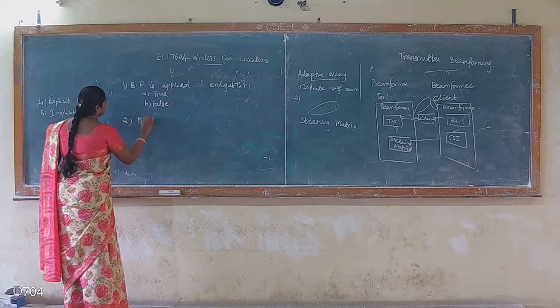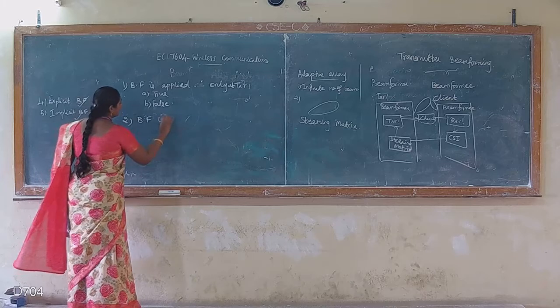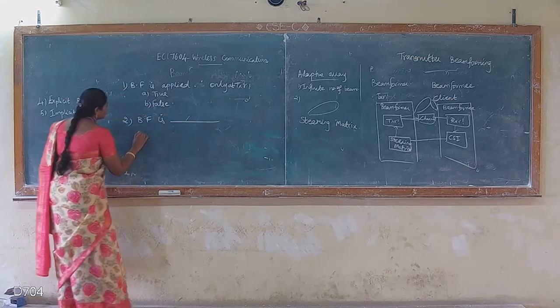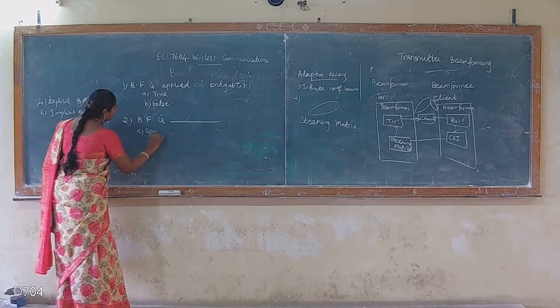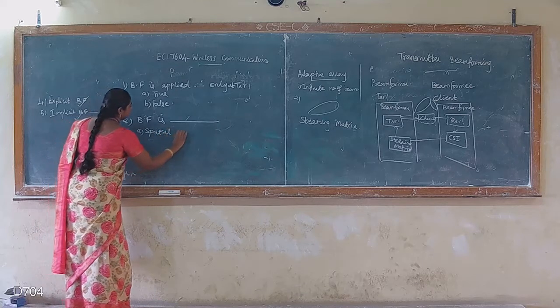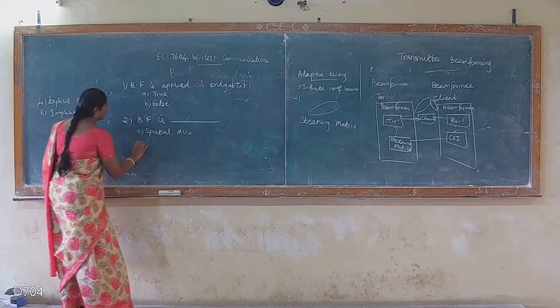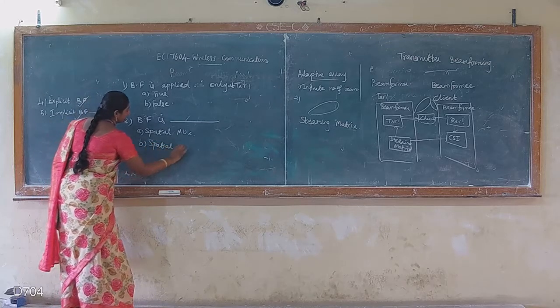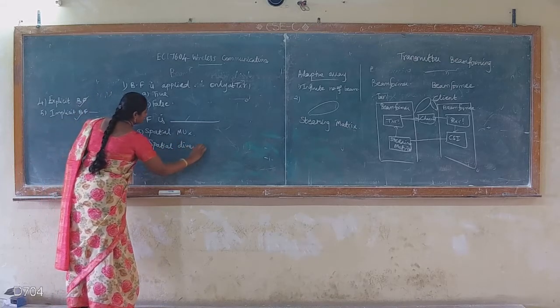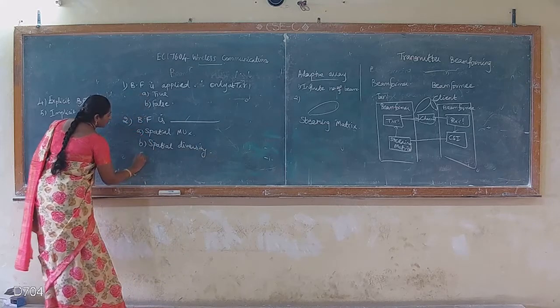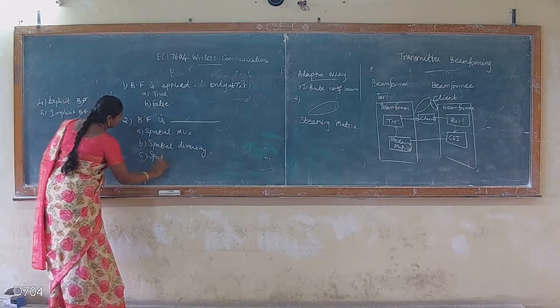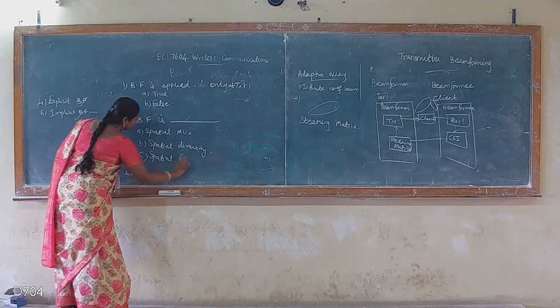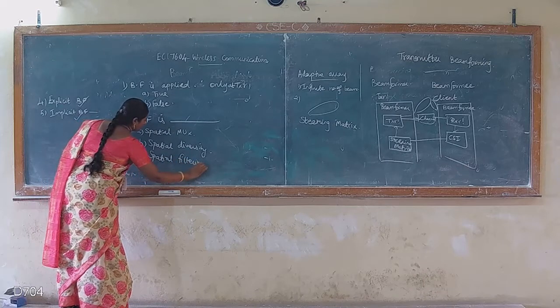The next question is, beamforming is dash. The options are spatial multiplexing, spatial diversity, and C, spatial filtering. This is the second question.